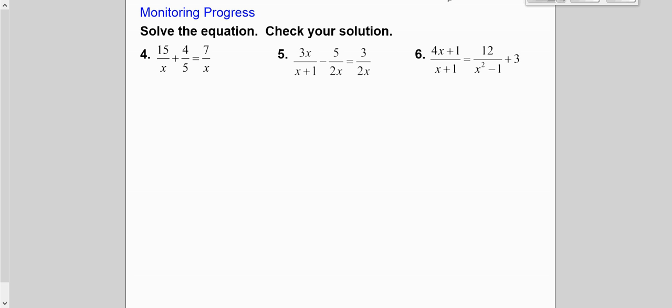Solve the equation, check your solution. These are the ones that in the examples in the main lesson, they had you multiply everything by the LCD. Well, I'm going to do this a little differently. I'm going to create a common denominator with all of the fractions in the problem. So for number 4, I want to create a denominator that's a 5x. So multiplying these denominators together, that's what I want. I want all of them to have a 5x as a denominator.